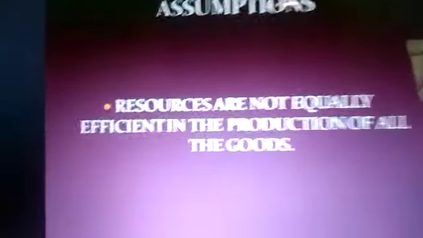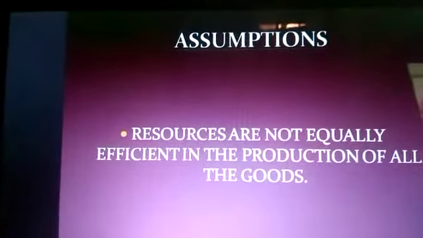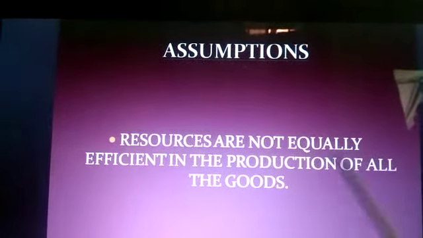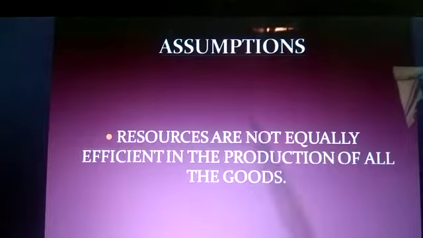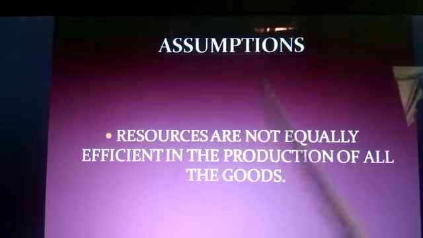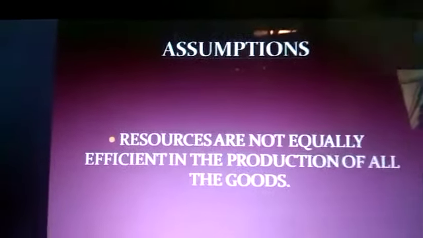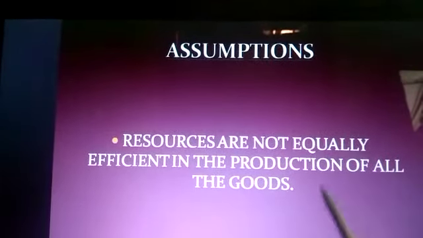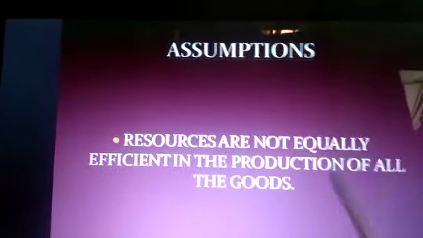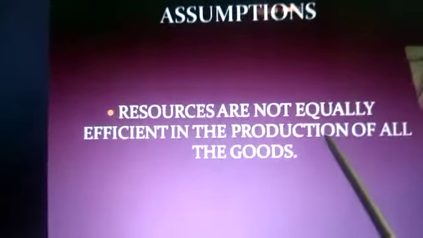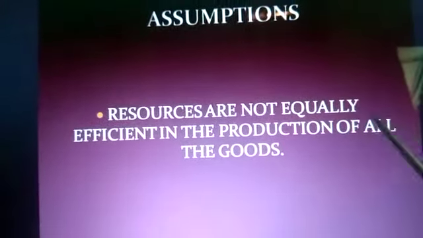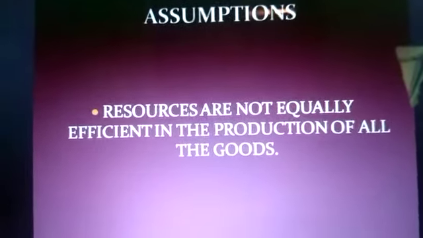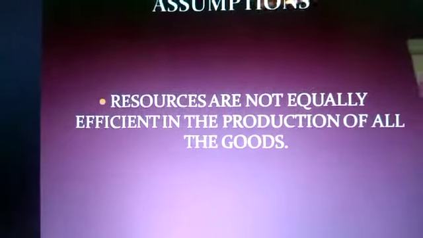Now let us discuss the assumptions on which the production possibility curve is based. First, the resources are not equally efficient in the production of all goods. Clear? I gave you an example in the very beginning. If you grow rice on it, you will get 20,000. If you grow wheat on it, you will get 15,000 because we are going to produce less quantity of wheat from it. Because the land is not equally efficient in the production of wheat. It may be more efficient in the production of rice than in the production of wheat.